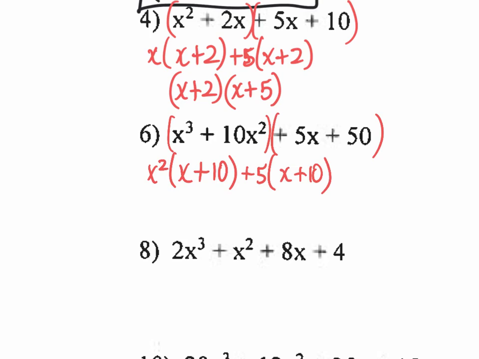So again, I did what I needed here. I have these two that are the same, so that's good. So I can pull that out: x plus 10, and then x squared plus 5. And then again, a quick FOIL, we get x cubed, 5x, 10x squared, and 50.